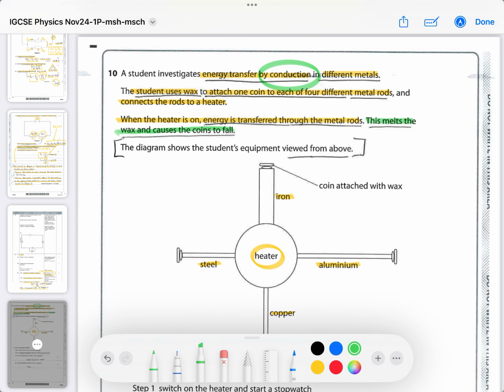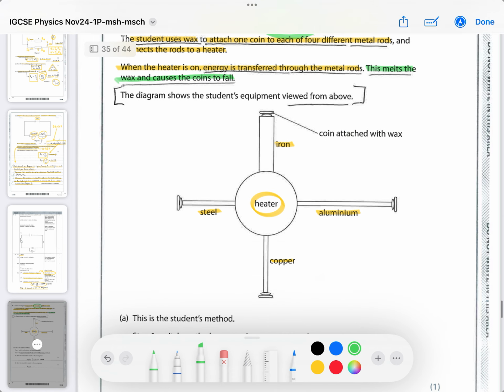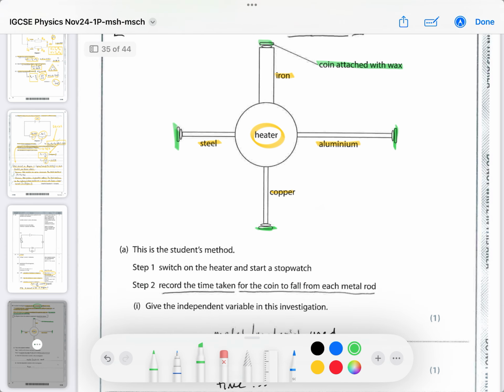The diagram shows the equipment viewed from above, so you can see the length of each of the metals, and these are representing the coins on the end of each one. Same coins, same size, but something isn't correct if you look at the diagram in terms of validity. So this is the student's method. Step 1, switch on the heater and start a stopwatch. Record the time taken for the coin to fall from each metal rod.